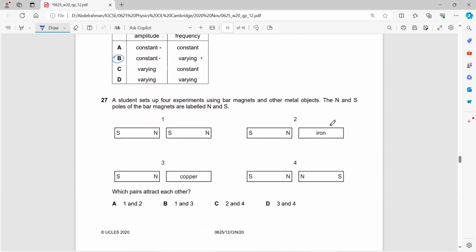A student sets up 4 experiments. Which pairs attract each other? North and south, yes. North and iron, yes. North and north, no. North and copper, no. So it's only 1 and 2. Copper is not a magnetic material. You cannot say that copper would be attracted to a magnet. Copper will never be attracted to a magnet.